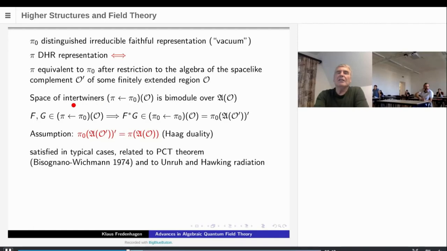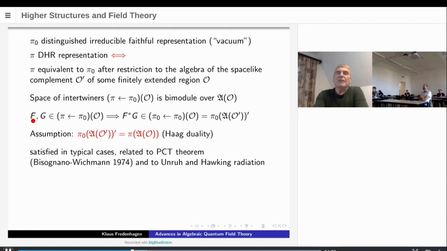Then you can look at the space of intertwiners, which are indicated by this symbol. These are intertwiners from the vacuum representation to the representation pi, but they depend on the region O because they fulfill this intertwining relation only for observables in the spacelike complement of O. Now it's clear from the relation for intertwiners that the space of intertwiners is a bimodule over the algebra. You can multiply from the right with the operator pi naught of A, and on the left with an operator pi of A. And still, if this observable A is localized in the region O, then this is still an intertwiner.